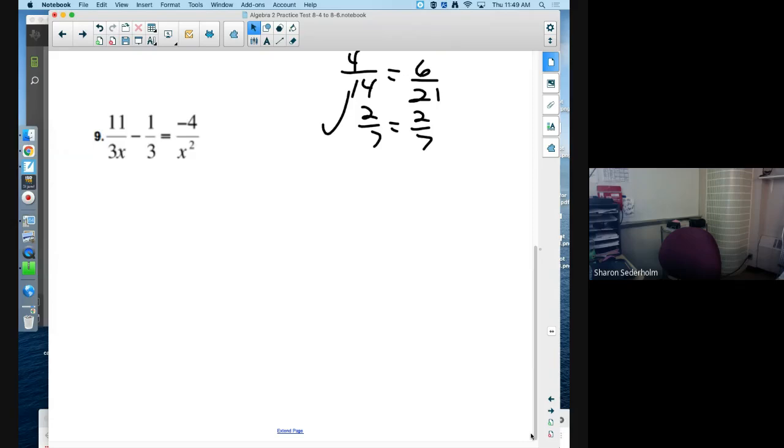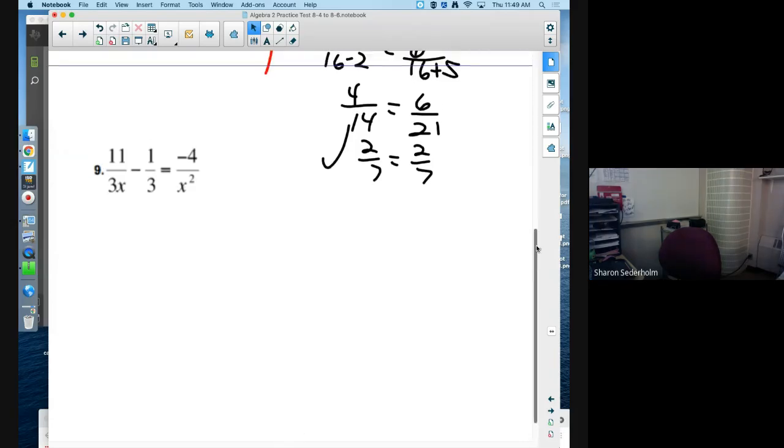Now, is number 9 a proportion? It's not one fraction equals one fraction, right? So we go back to what we were doing in number 7. Hey, they already have nice little denominators for us. We don't have to factor or anything. All we have to do is figure out the LCD.